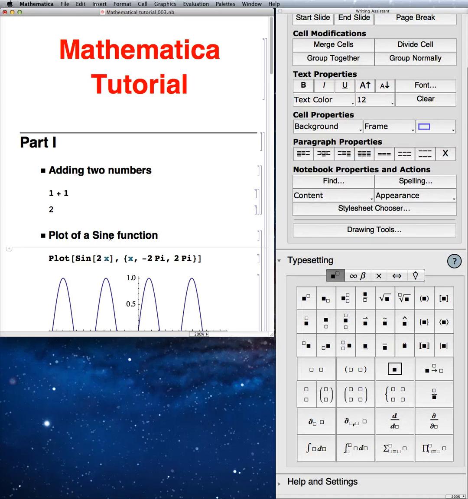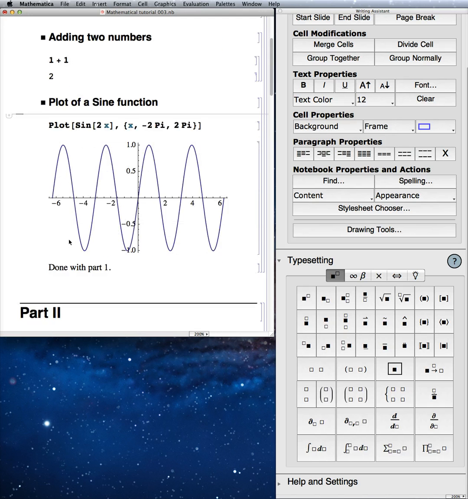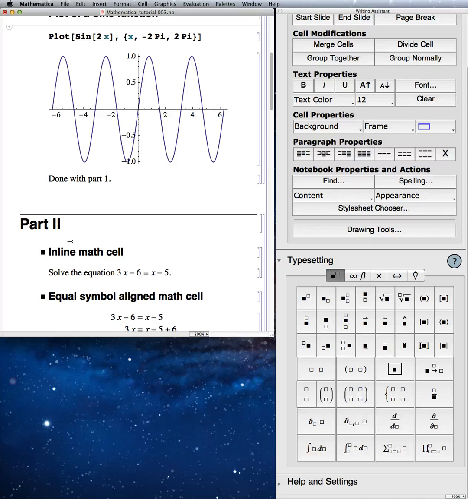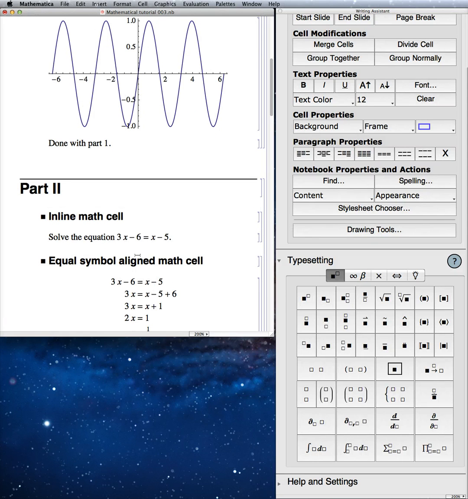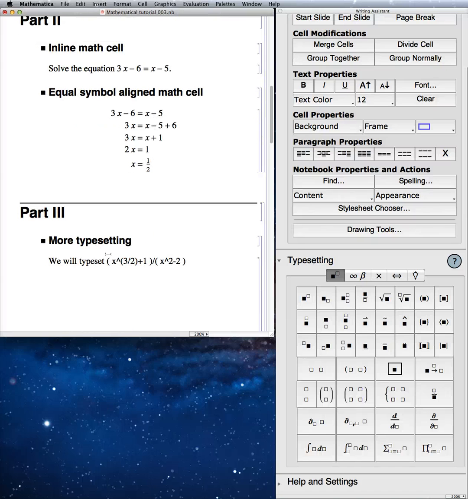I've changed the title of our notebook to Mathematica Tutorial and added some subsections. Last time in part 1 we added two numbers and we plotted a sine function. In part 2 we created an inline math cell and entered an equation. Next we used a math cell that aligns an equal sign to solve an equation. Now we'll do more typesetting in part 3.